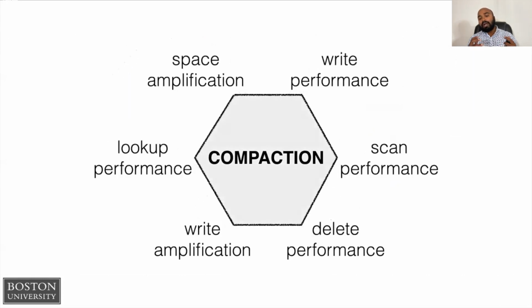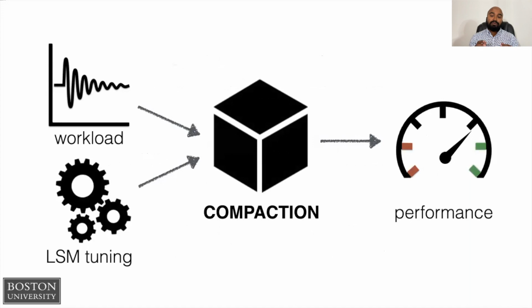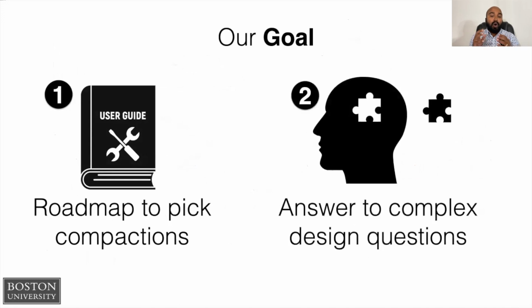In practice, decisions on how we compact data and when we perform a compaction impact the LSM performance along several axes, including ingestion and query performance, space and write amplification, and even the delete performance. But state-of-the-art LSM engines treat compactions as a black box. This means, given a workload and an LSM tuning, it is hard to know how to maximize performance as the compaction routine is fixed. So our goal is to provide a roadmap that helps us pick the correct compaction strategy based on our performance requirement and to be able to answer complex design questions about the LSM compaction design space.